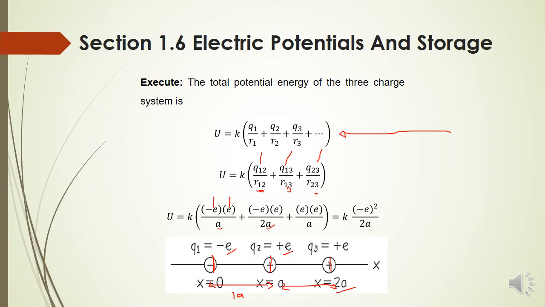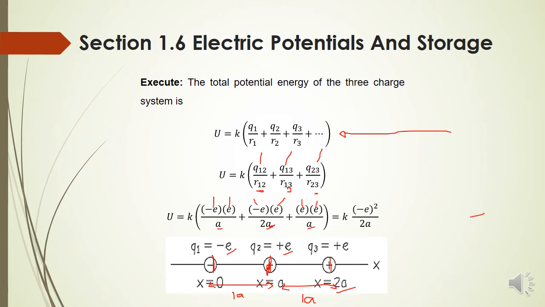So put it in here. Q1 is negative E, and Q3 is positive E. Next, Q2 in relation to Q3, and charge 2 is located here at x equals A, and their distance is 2A and 1A. So 2A minus 1A is equal to, again, 1A, or simply A. And their charges are positive E and positive E.